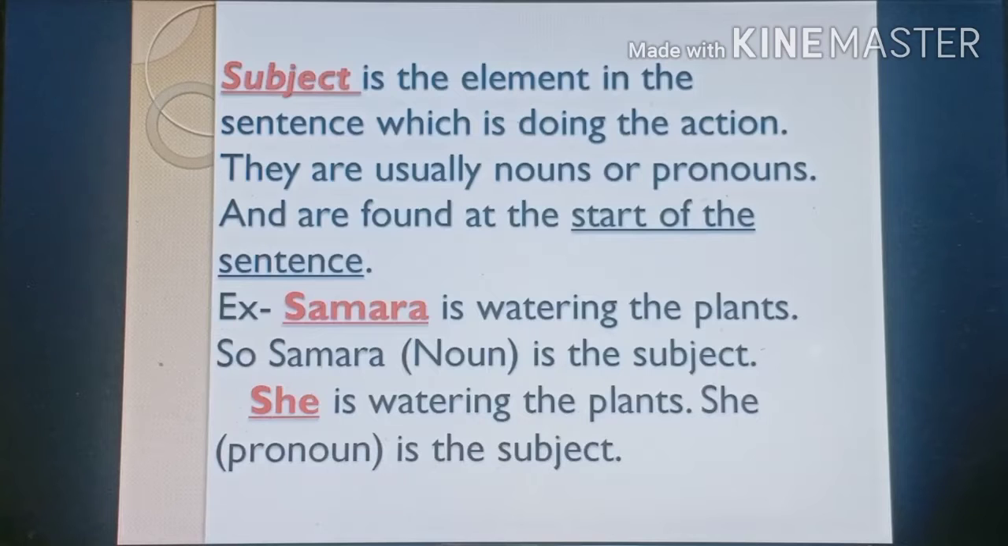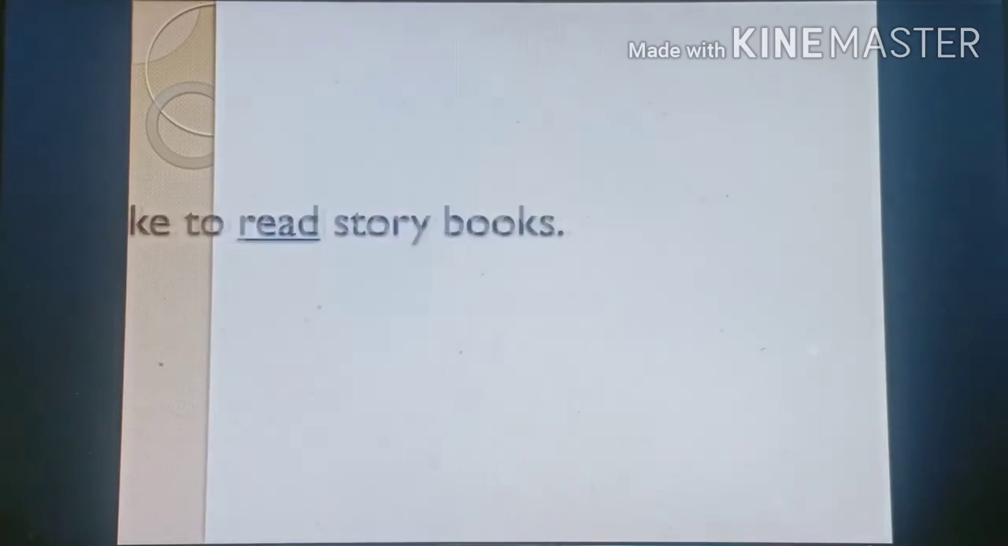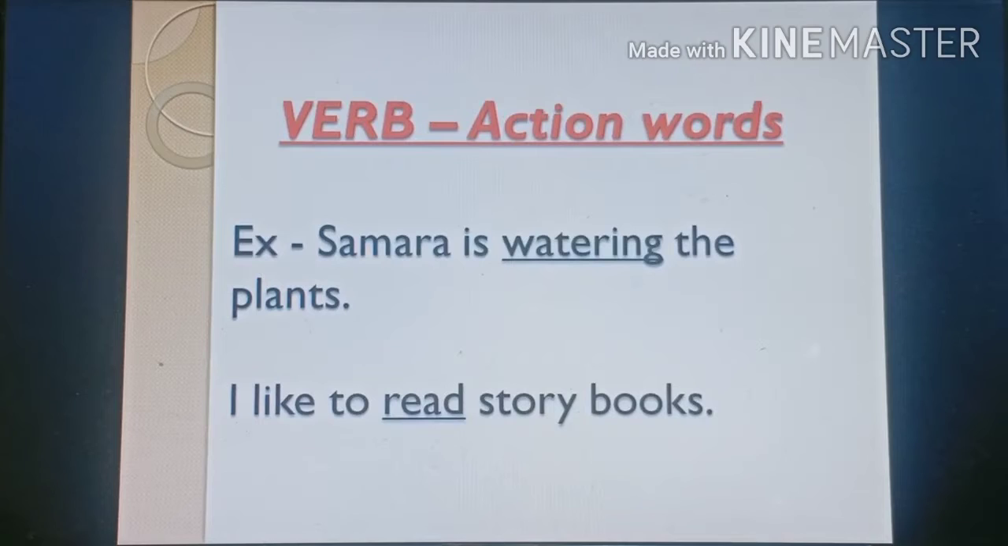Now let's see what a verb is. Verbs are the action words. For example, Samara is watering the plants. I like to read storybooks. So here watering and read, both are the actions that are conducted by the subjects. So these are the action words.